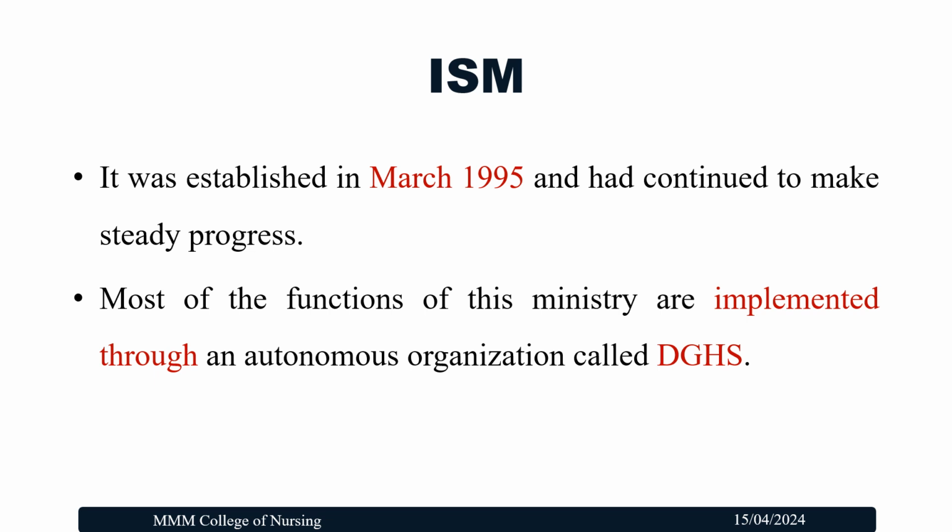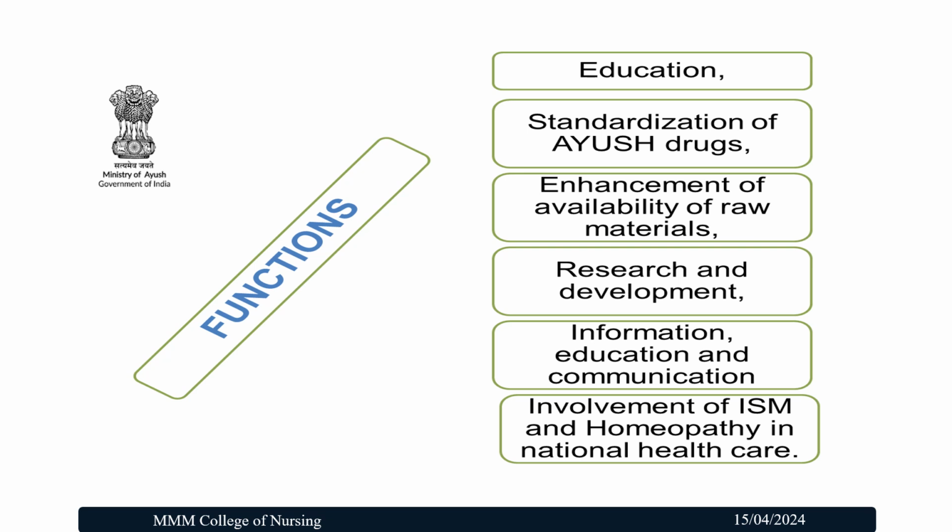The next department is ISM. It was established in March 1995 and has continued to make steady progress. Most of the functions of this ministry are implemented through an autonomous organization called DGHS. The functions of the ISM department are education regarding Ayush, standardization of Ayush drugs, enhancement of availability of raw material to prepare Ayush medications, research and development, information, education and communication, and involvement of ISM and homeopathy in national healthcare.